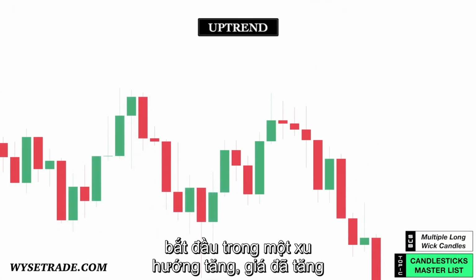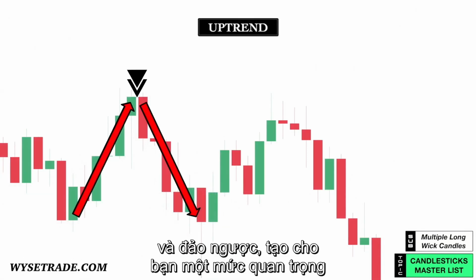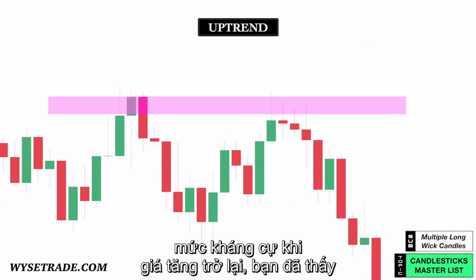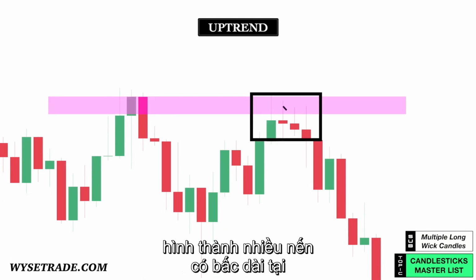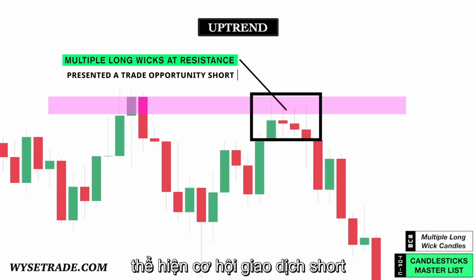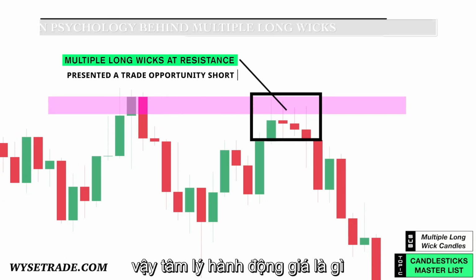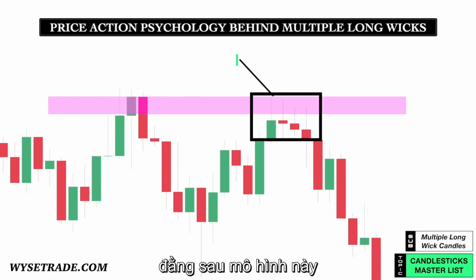Starting in an uptrend, price came up, hit and reversed, giving you a key level of resistance. As price came back up, you had multiple long wick candles form at the key level, which presented a trade opportunity short.